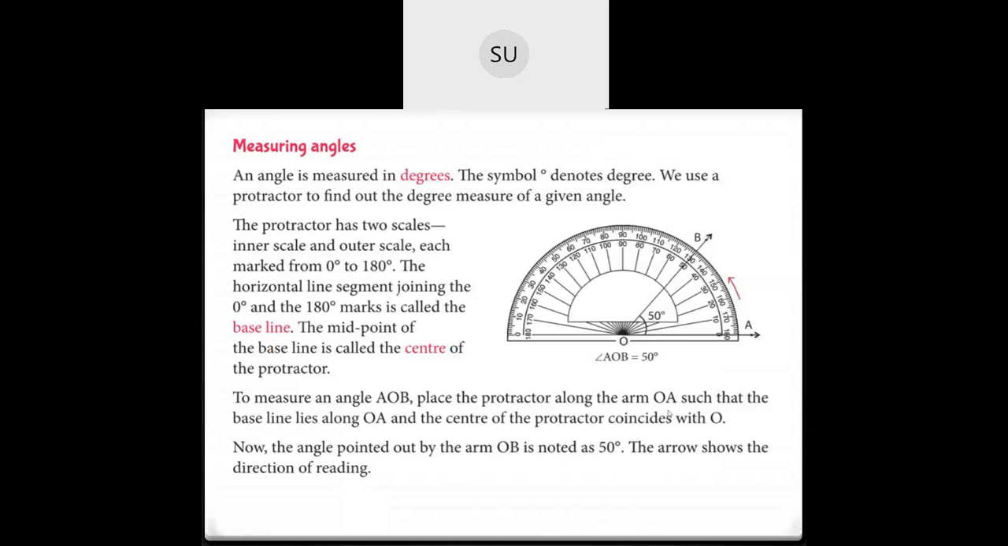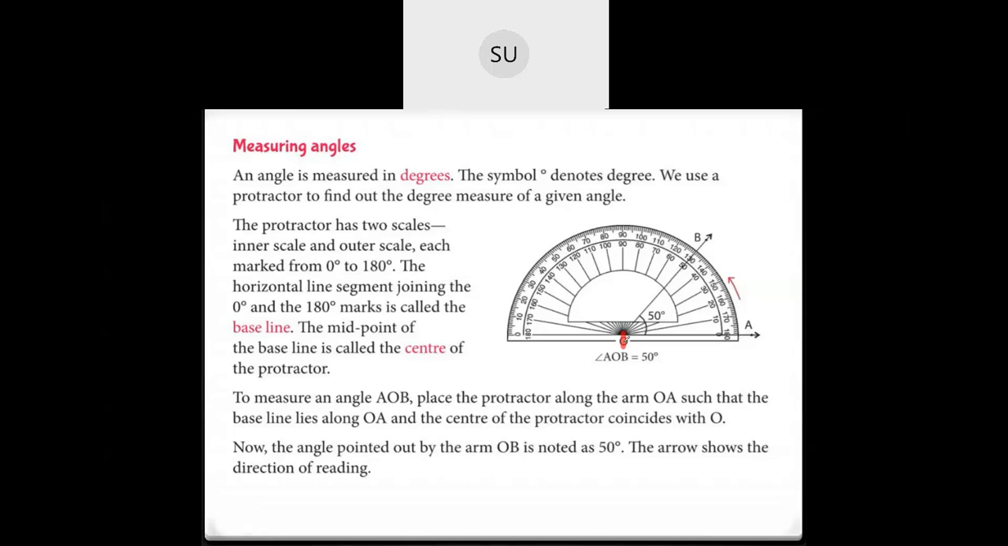So how do you measure angles? As we just saw, angles are measured in degrees, and that is the symbol that denotes degree. We use a protractor to find out the degree measure of a given angle. A protractor has two scales, an inner scale and an outer scale. Each scale starts from 0 and ends at 180 degrees. The horizontal line segment joining the 0 and 180 degree marks is called the base line. The midpoint of the base line is called the center of the protractor. That is this one.